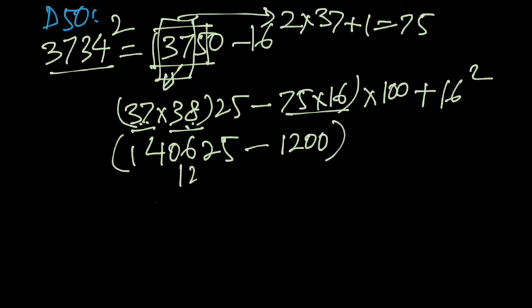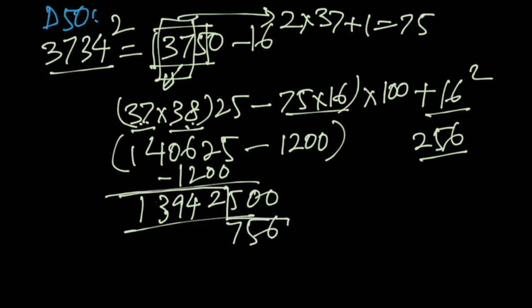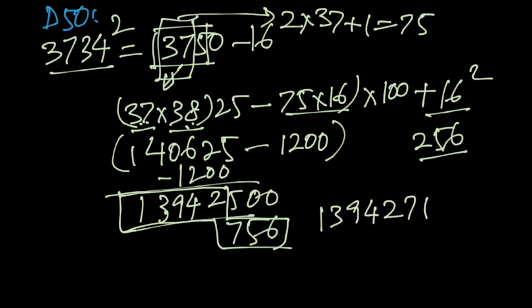So, if you subtract 1200 from this, you get 25 and you get 1394, and you have to add 200, and this thing is nothing but 256. So, here you can straight away make it 756. So, your answer is here 13942.